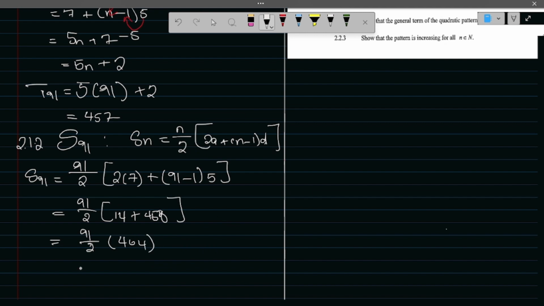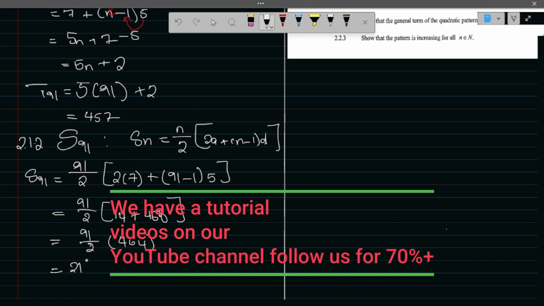Then 91 over 2 multiplied by 464 is going to be equal to 21,112. Let's double check that.